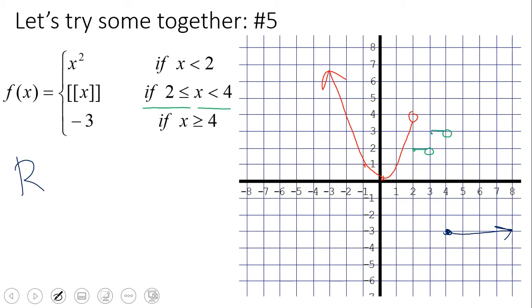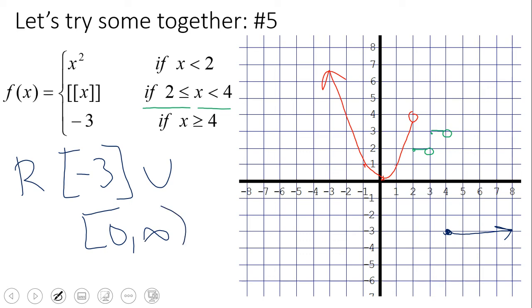How about the range? So for the range, the lowest y value that I see is -3. And then there's actually a great big gap there. So -3 is kind of on its own. You're going to put it in a bracket to show that it's on its own. Then remember the U, the union, is what we use when there's a break to show 2 different intervals. Then the next y value that's defined is at the origin, 0, 0. So you're going to start at 0. And then it's going to keep getting higher and higher and higher all the way up to infinity.